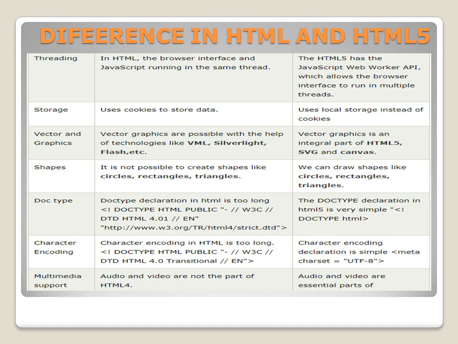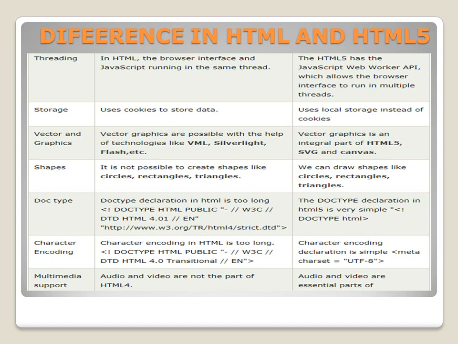Vector graphics in HTML. Vector graphics are possible with the help of technologies like VML, Silverlight, Flash, etc. Vector graphics in HTML5. Vector graphics is an integral part of HTML5, SVG and canvas. Shapes in HTML. It is not possible to create shapes like circles, rectangles and triangles. Shapes in HTML5. We can draw shapes like circles, rectangles, triangles in HTML5. Doc type in HTML. Doc type declaration in HTML is too long. Doc type in HTML5. The doc type declaration in HTML5 is very simple.